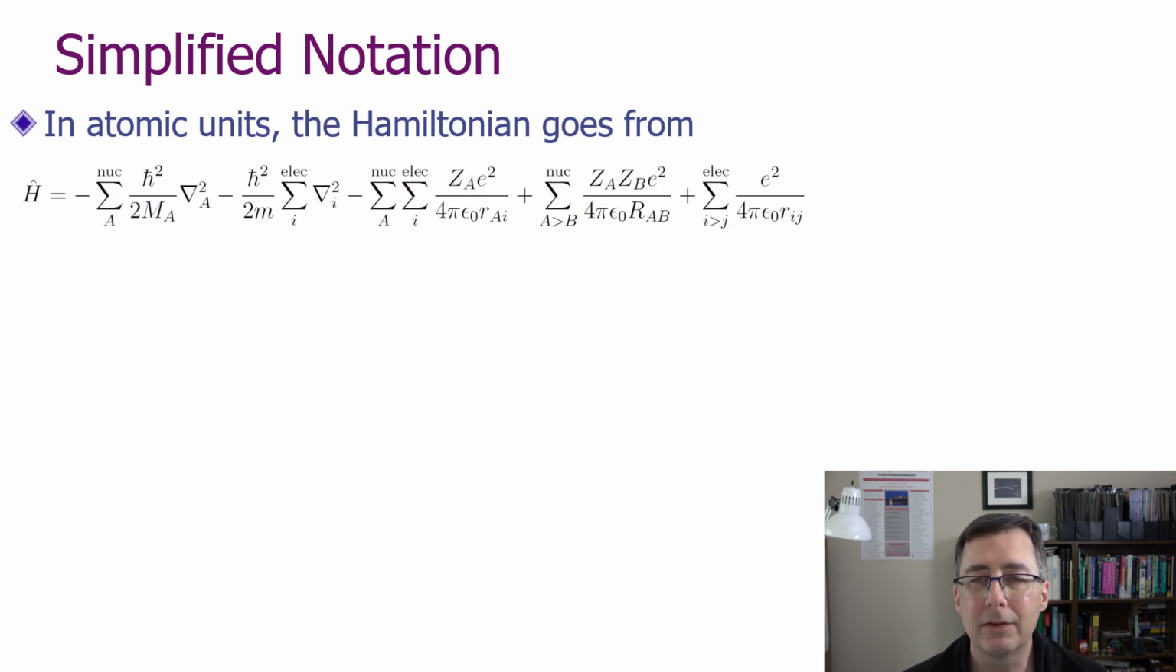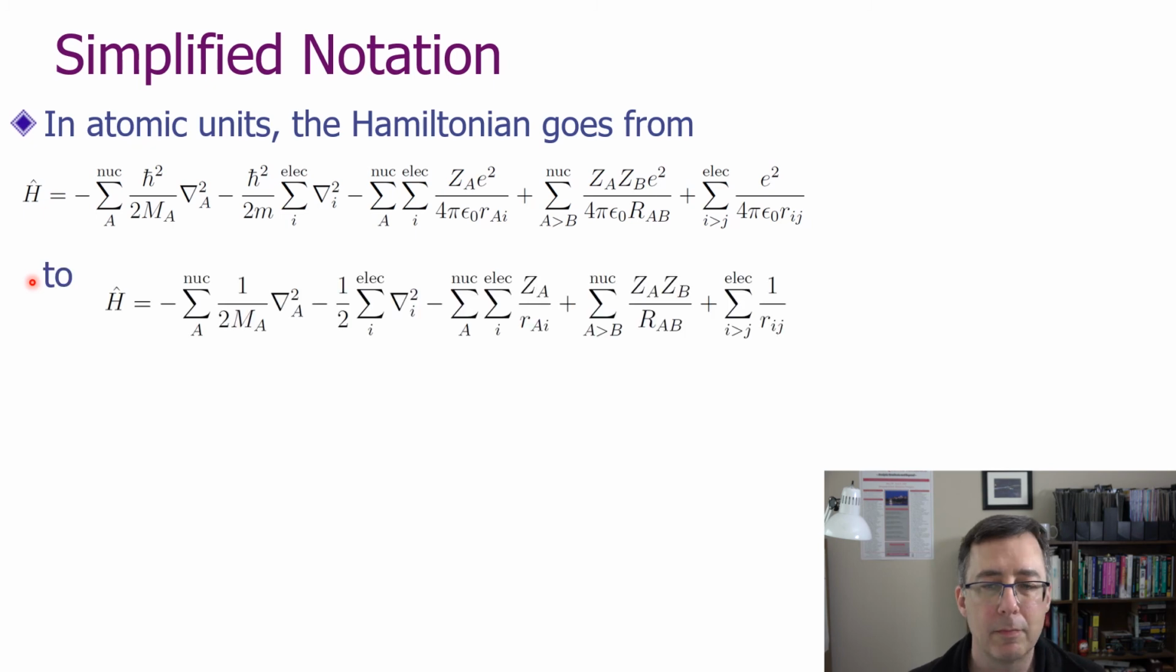We had this expression, which maybe looks a little scary, but ultimately each term is very understandable. The first term is just nuclear kinetic energy. The next one is electronic kinetic energy. The next one is electron-nuclear attraction. The next one is nuclear-nuclear repulsion. And the final one is electron-electron repulsion.